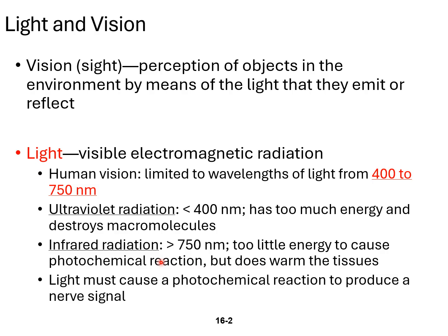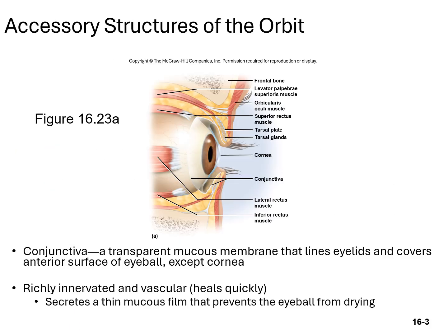Some animals see different wavelengths. So just because your dog sees you, they perceive you a completely different way. So our cells only have the ability to see between those two wavelengths. And light must cause a photochemical reaction to produce a nerve signal, which is why we can only see between 400 and 750 nanometers. We do that by using all the different structures of the eye.